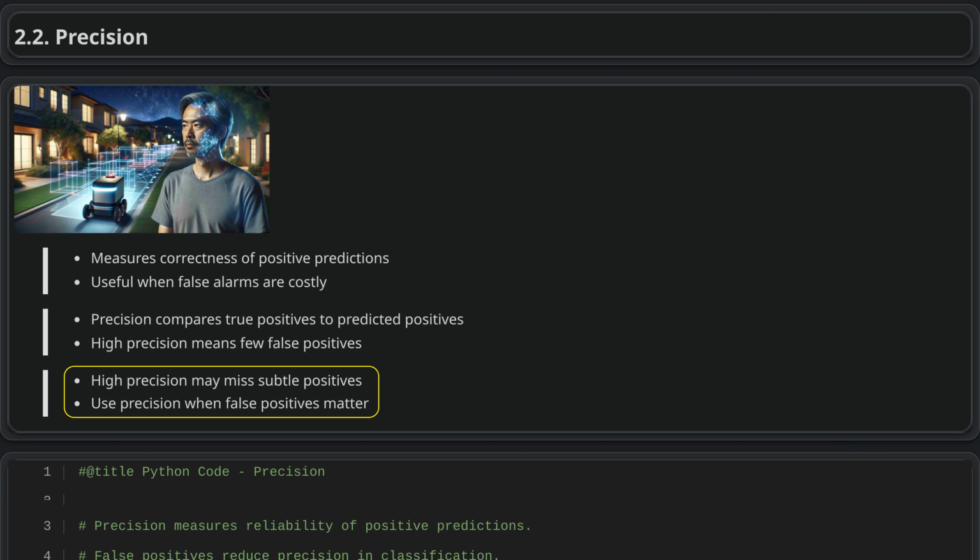Precision measures how often a model's positive predictions are actually correct. A model can have high precision by predicting positives only when it is very confident, which reduces false positives, but may miss harder cases. Because of this, precision alone does not fully describe model quality. It is most useful when false positives are costly, such as in fraud detection or plagiarism checks.